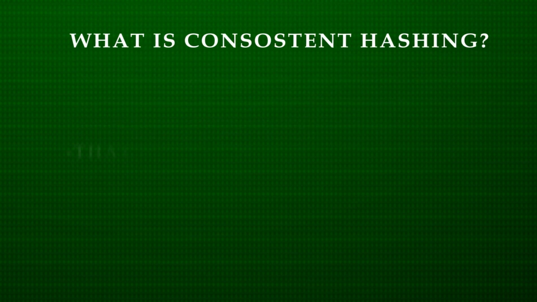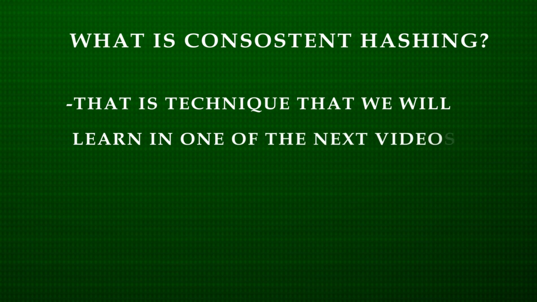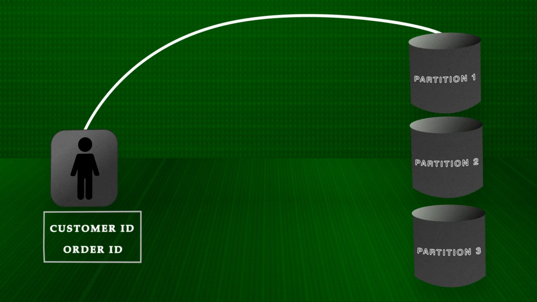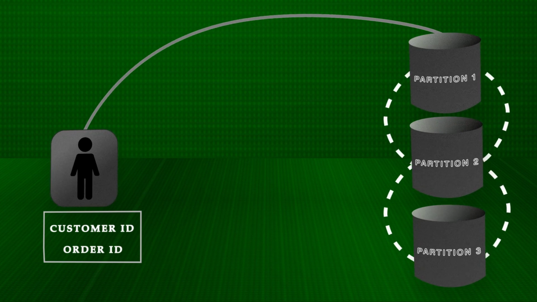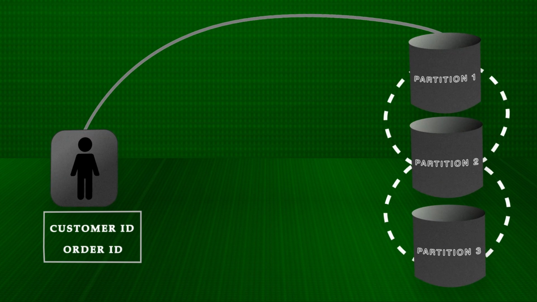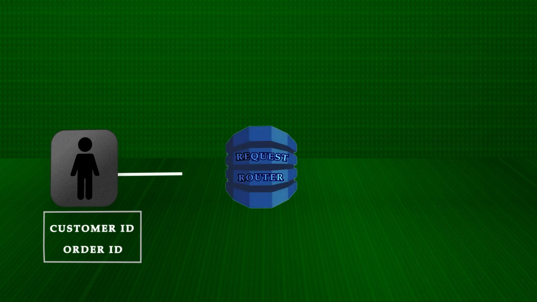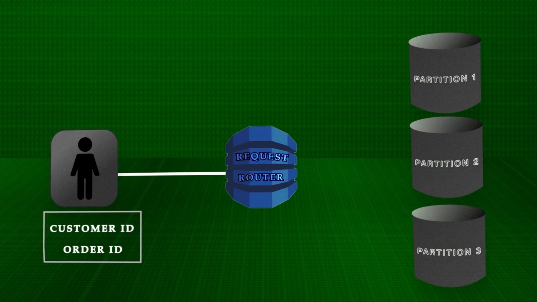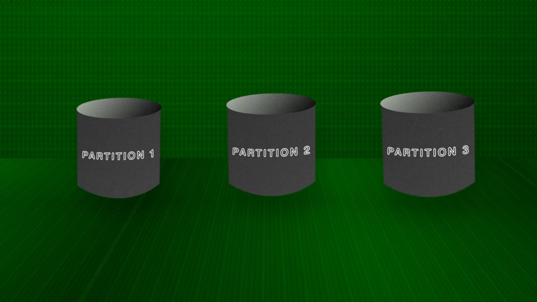Well, what is consistent hashing? That is a technique that we will learn in one of the next videos. But for now, you can assume that the data goes to a single partition always. That is, a given customer ID will always go to the same partition, and it will also be read from the same partition. But it is also replicated across different partitions to make it more fault tolerant, as we will see ahead in this video. So the request router takes in the data, creates a partition key and routes the object to that partition. The partitions can be spread across different availability zones. So P1 can be in AZ1 or availability zone 1, P2 can be in AZ2, and so on.